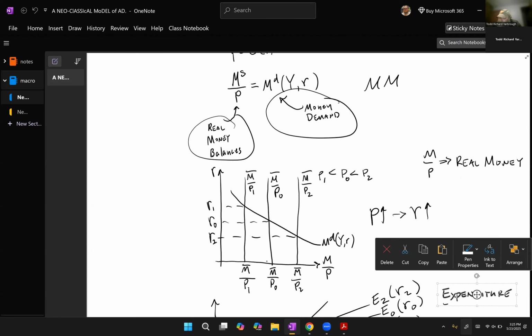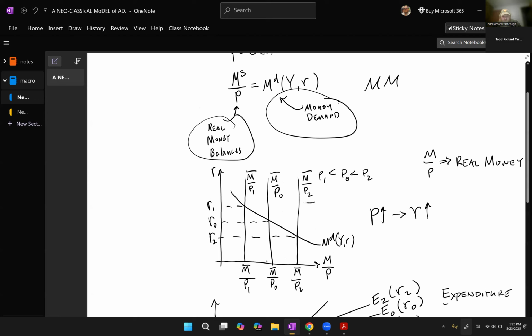Here we have three different real money balance situations relative to different price level situations. We can see when the price goes down that the real money balances increase, and this puts downward pressure on interest rates. We can see when the price level increases to P1, this puts upward pressure on interest rates. What this tells us is that there's generally a positive relationship in the classical and neoclassical model between prices and interest rates, in the context of the money market in particular. Important to keep that in mind.